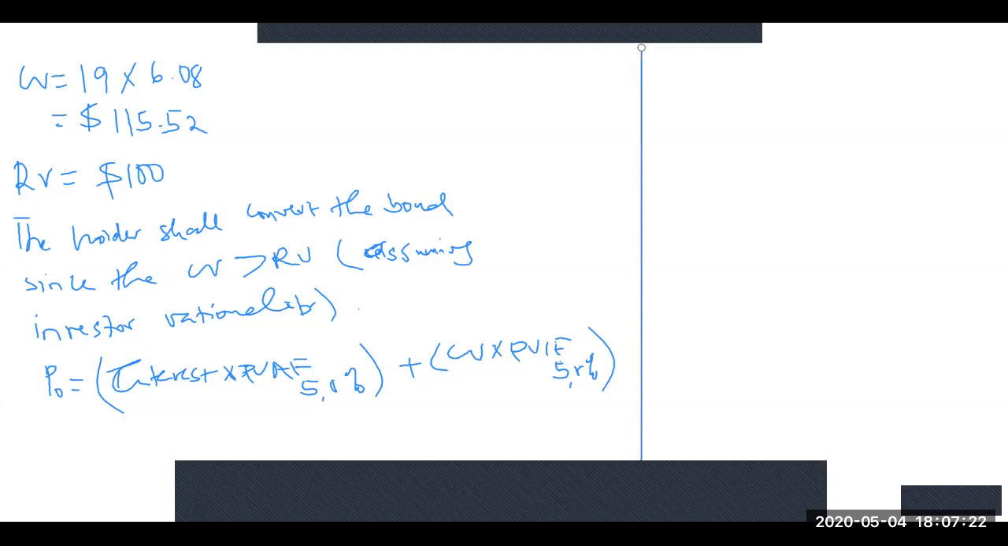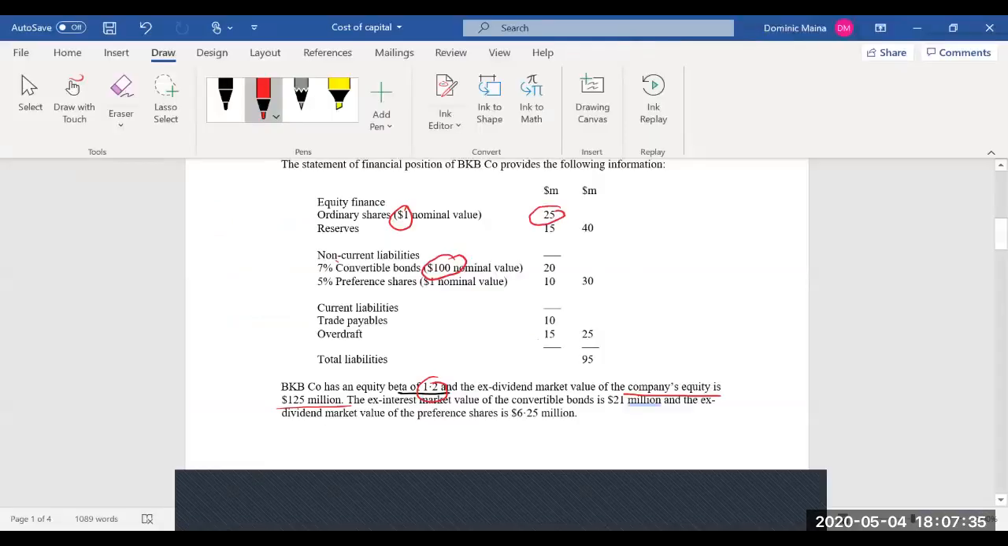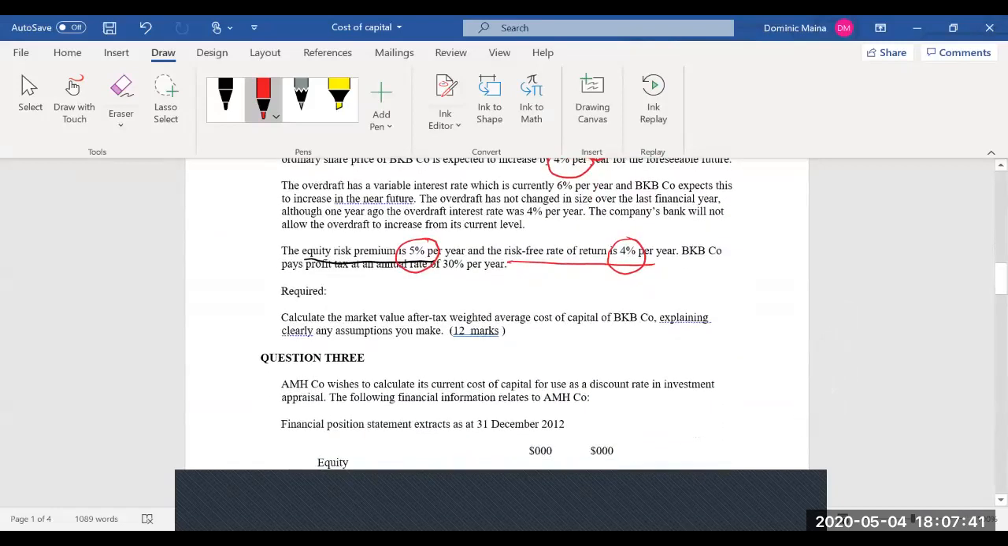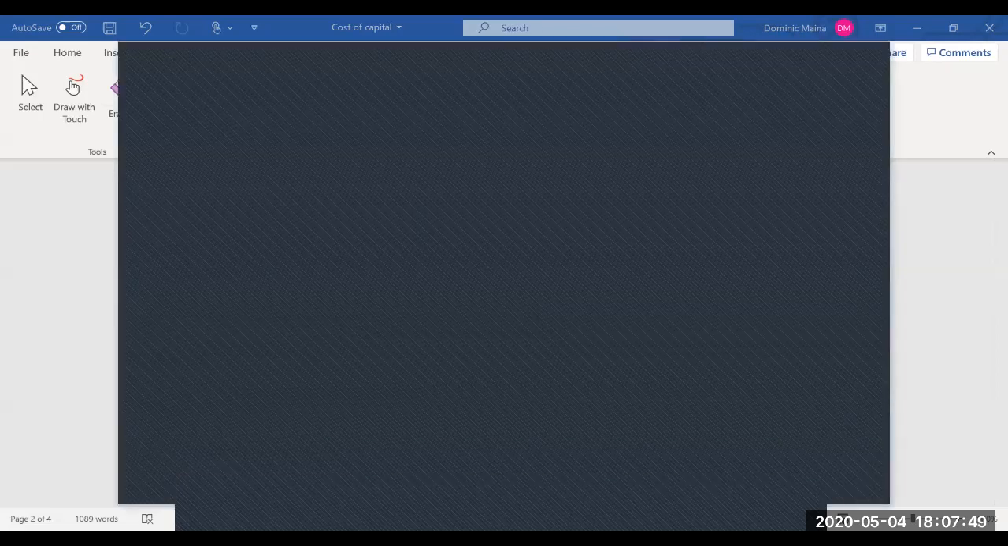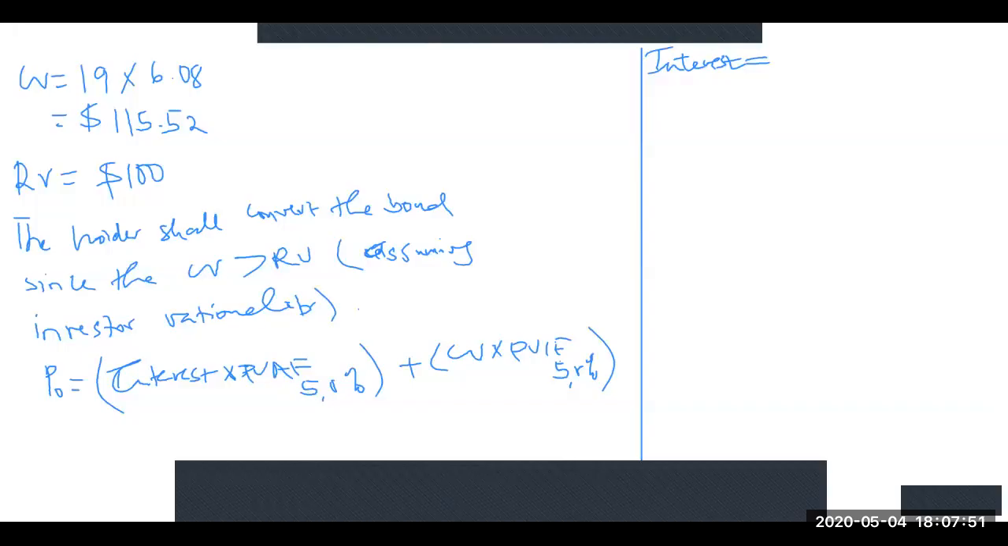Okay, the interest to be earned by this investor from this bond for the next 5 years. Going back to our question, the interest this bond is paying is 7% per $100, and there's tax. So the interest to be earned by the holder is going to be less 30%.